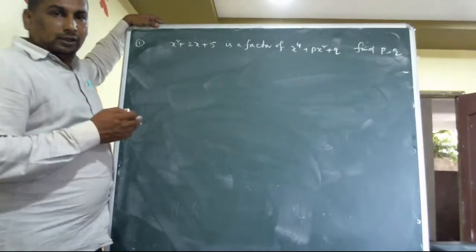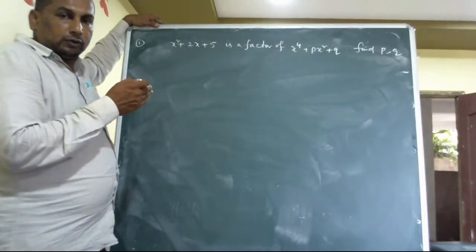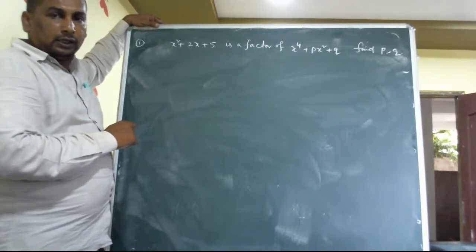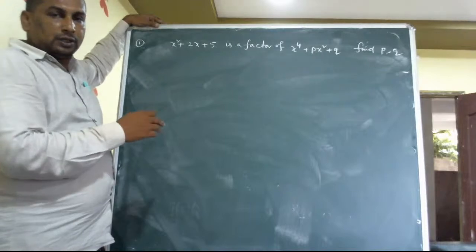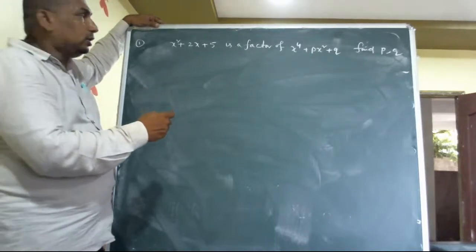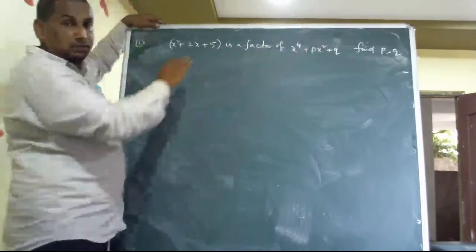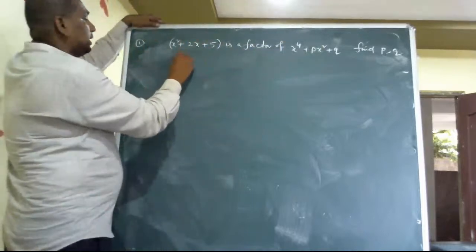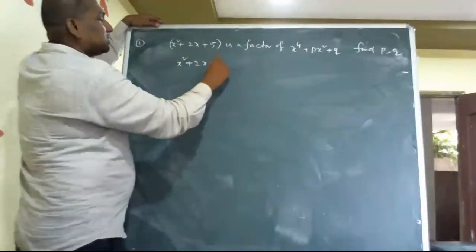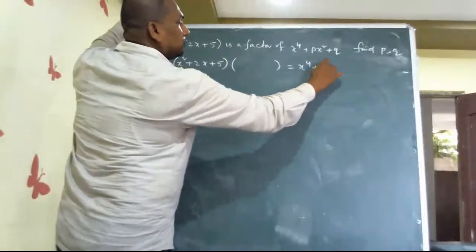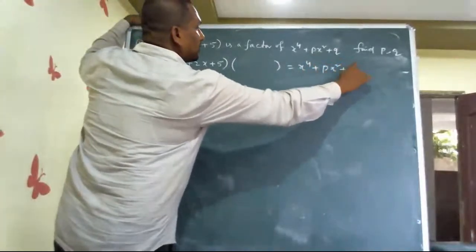Factor. Suppose 12, 2 is a factor. What is the other factor? It means 12 divided by 2. Otherwise, 2 into something. This is a factor of this expression, which means we have to find another factor. So x square plus 2x plus 5 into something is equal to x power 4 plus px square plus q.